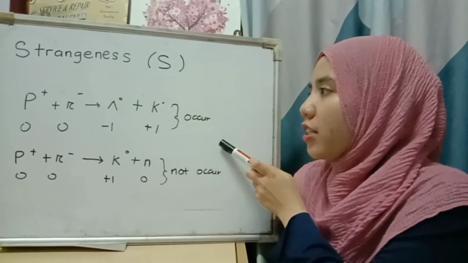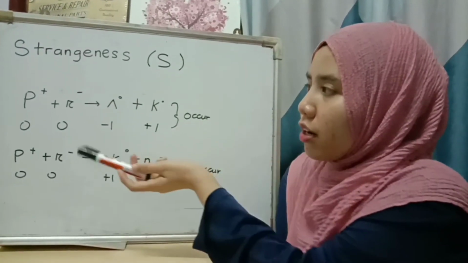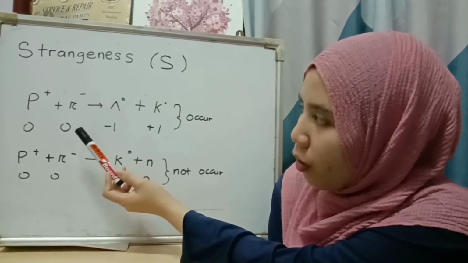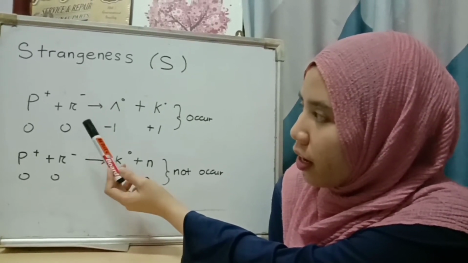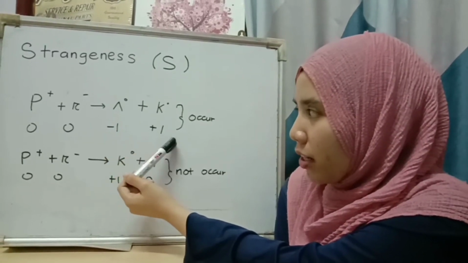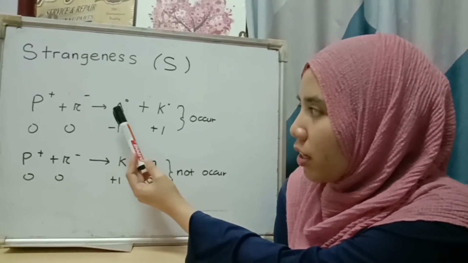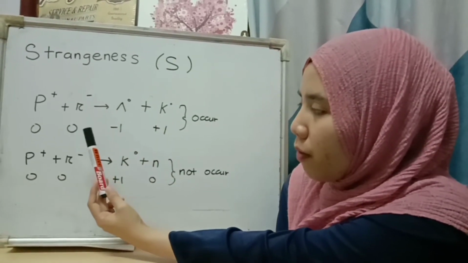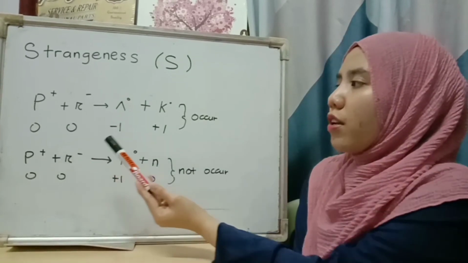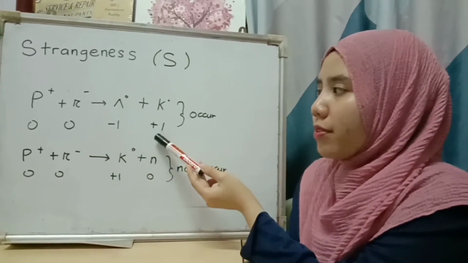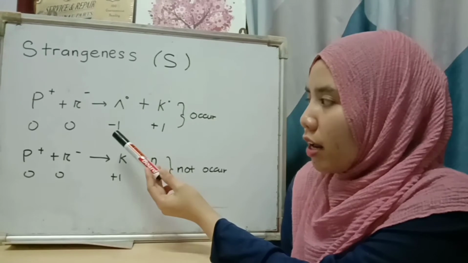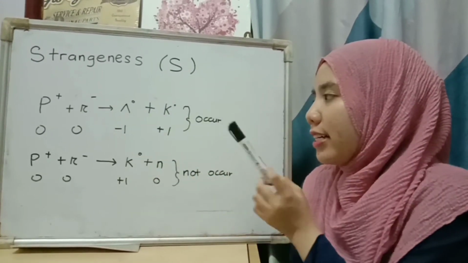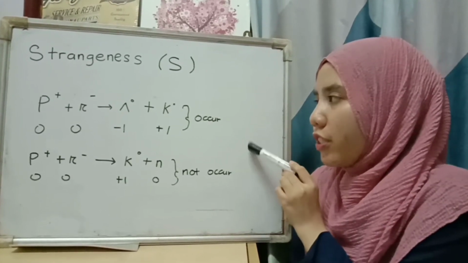The first reaction shows that when the proton interacts with the antipion, it will produce the strange particles here. The strange particles are lambda and K particle. The value for the left side is 0. The value for the right side is 0 as well: negative 1, positive 1, it will become 0. So when it is 0 on both sides, this reaction occurs in nature.